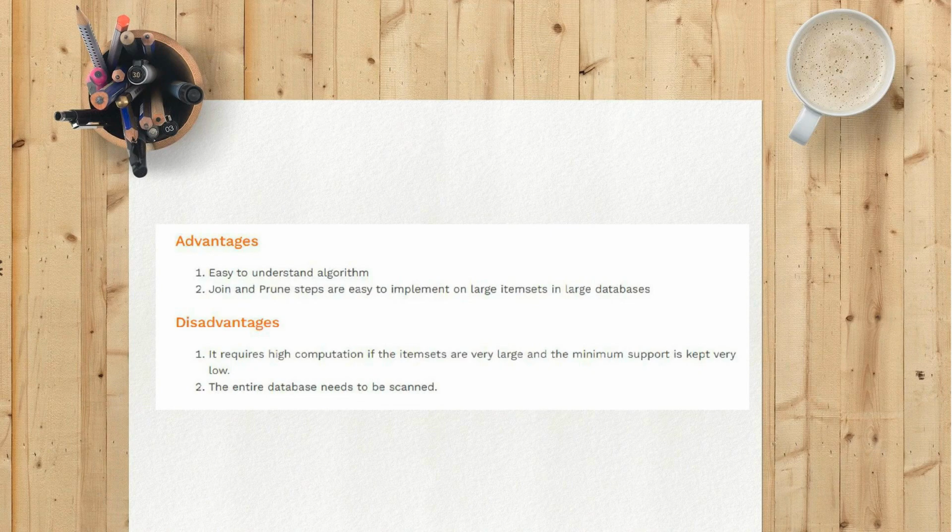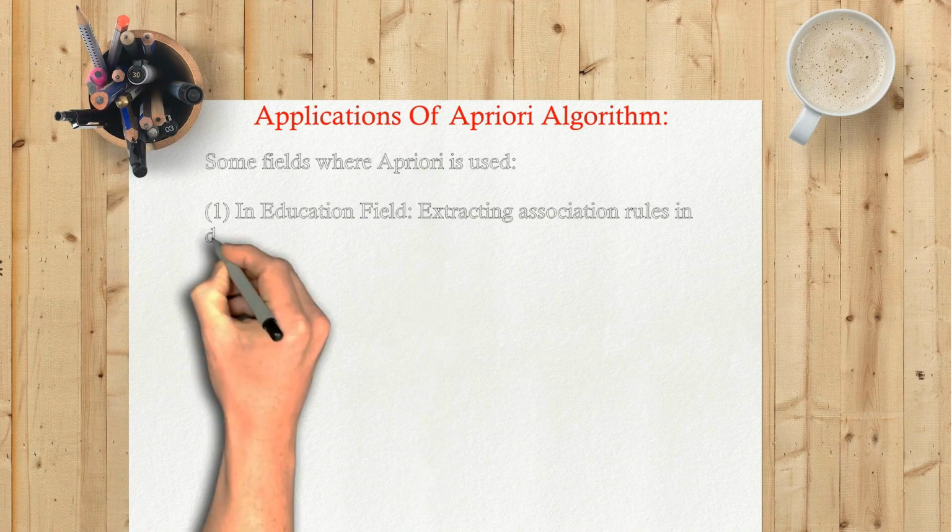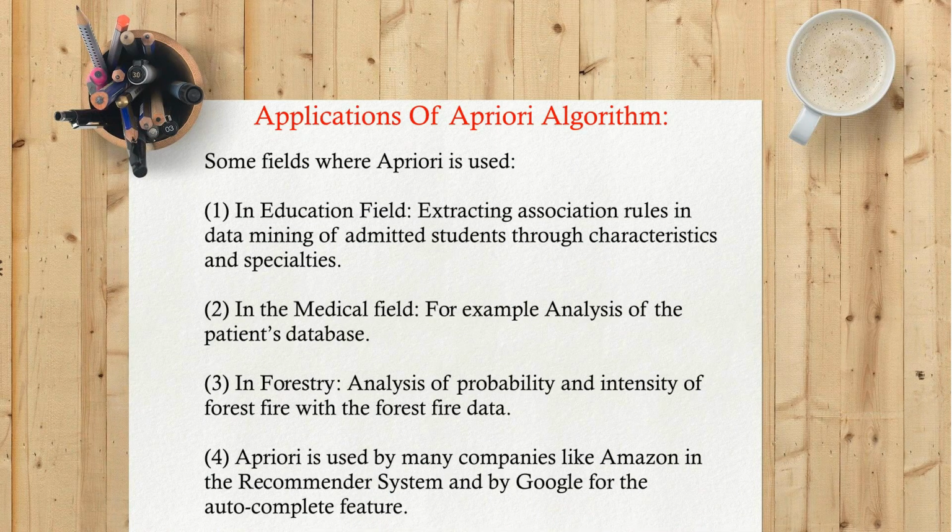Applications of the Apriori algorithm. Some fields where Apriori is used. 1. In the education field. Extracting association rules in data mining of admitted students, through characteristics and specialties. 2. In the medical field. For example, analysis of the patient's database. 3. In forestry. Analysis of probability and intensity of forest fire with the forest fire data. 4. Apriori is used by many companies like Amazon in the recommender system, and by Google for the auto-complete feature.